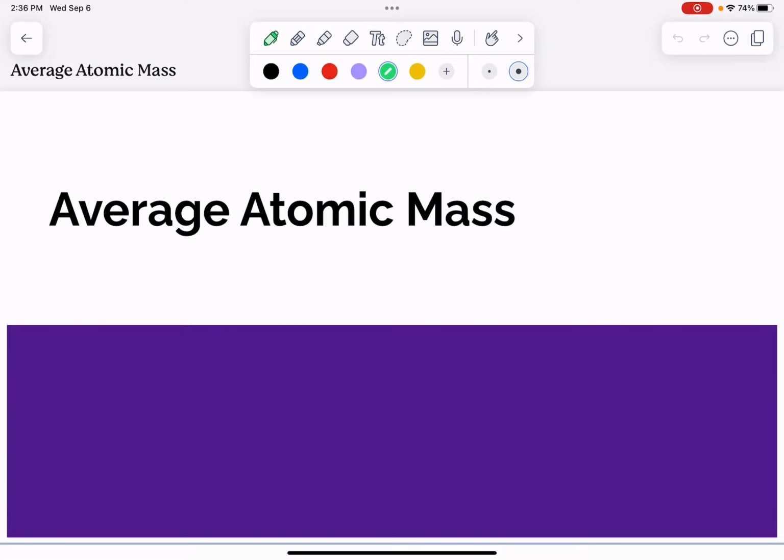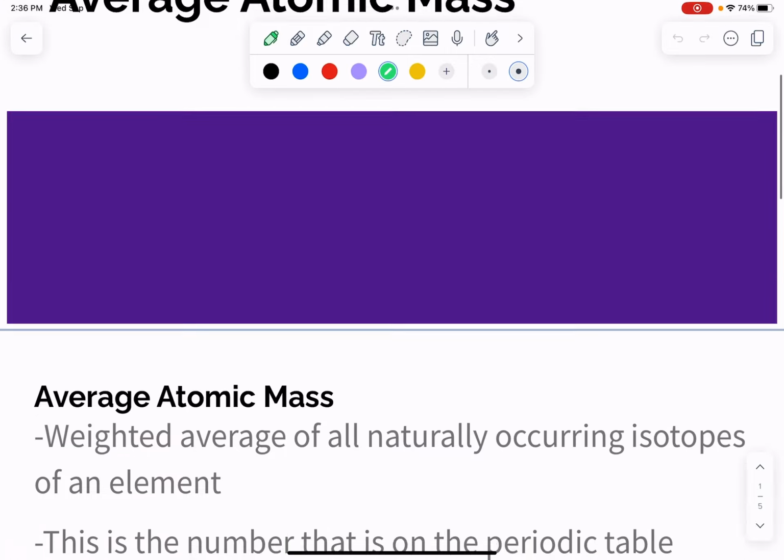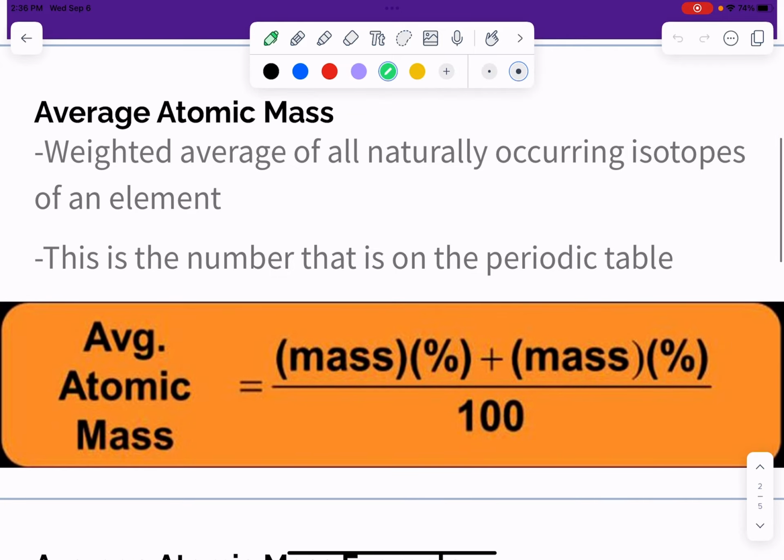Okay, so for the average atomic mass, this is our last topic for the unit. Average atomic mass is the weighted average of all naturally occurring isotopes of an element. This is the number that's on the periodic table. So here's our equation here.